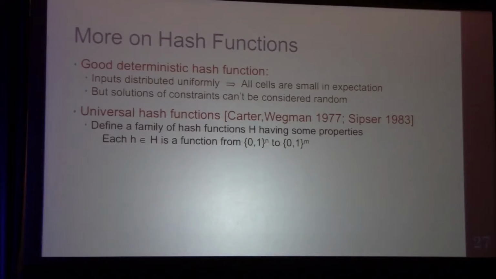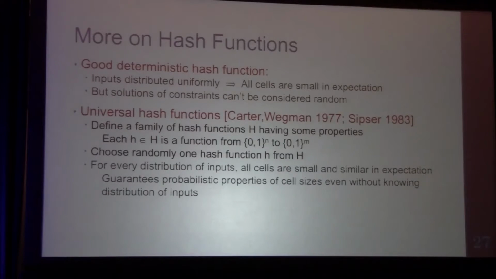So what are universal hash functions? Instead of coming up with one hash function, we define an entire family of hash functions, let's call them capital H, with some properties. Each hash function in H takes me from the same domain to the same range, but all of them are different. And then I'm going to randomly choose one hash function from this class. Completely randomly choose one hash function from this class.